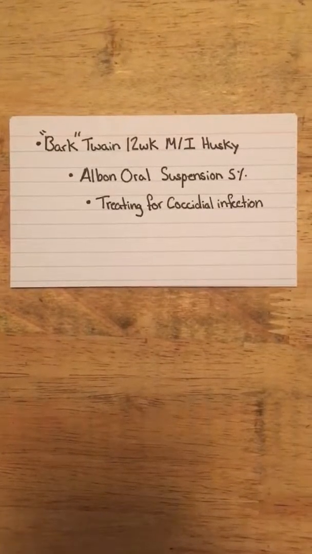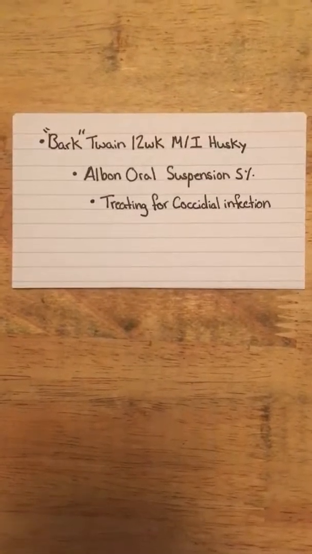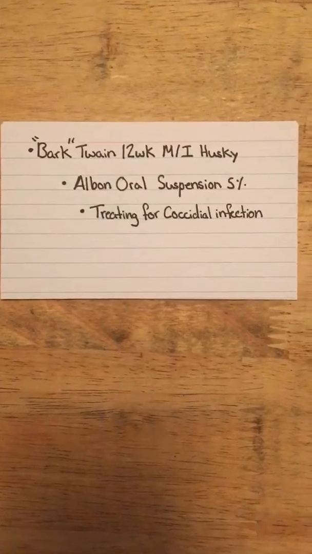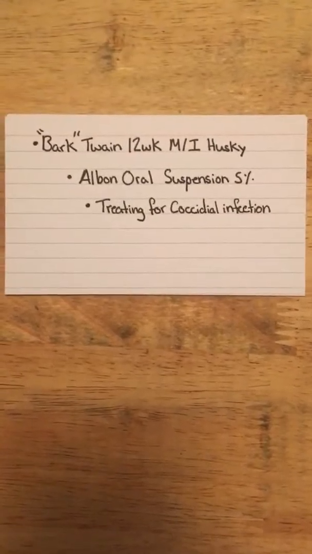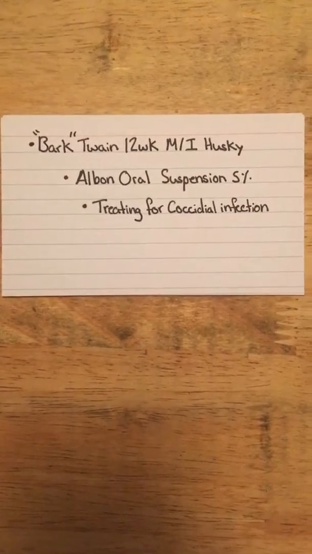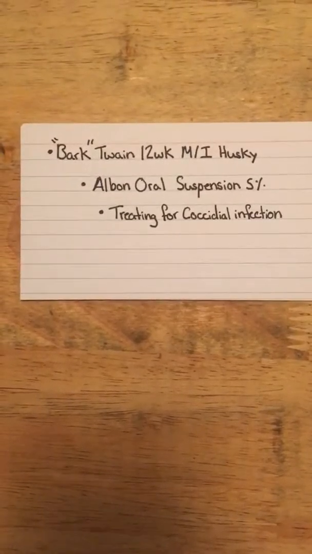My name is Hope, and this is Show Me assignment number 4. Today we had Bark Twain come into the clinic. He's a 12-week-old male intact husky. We're going to be sending home Albon oral suspension 5% because we're treating for a coccidial infection.